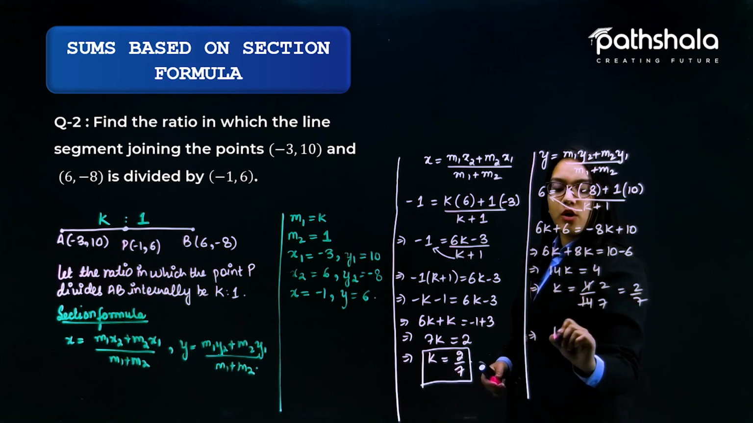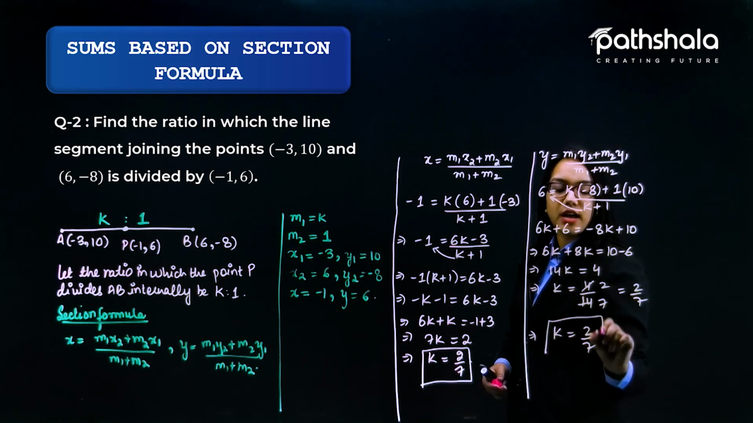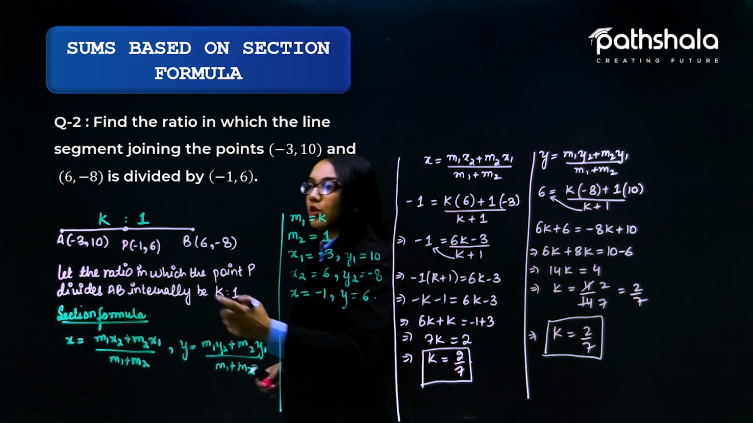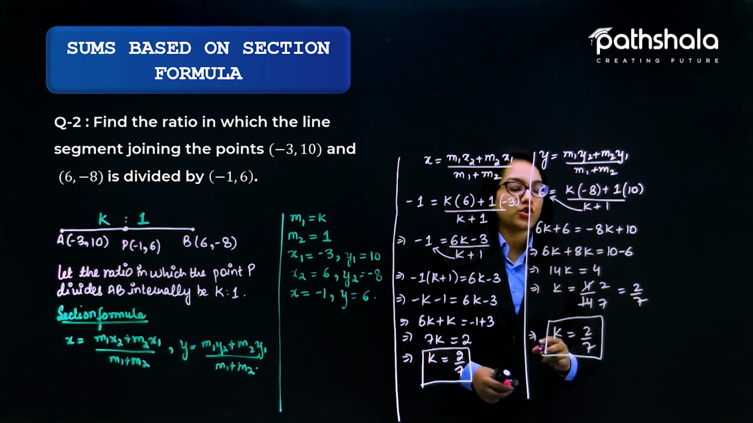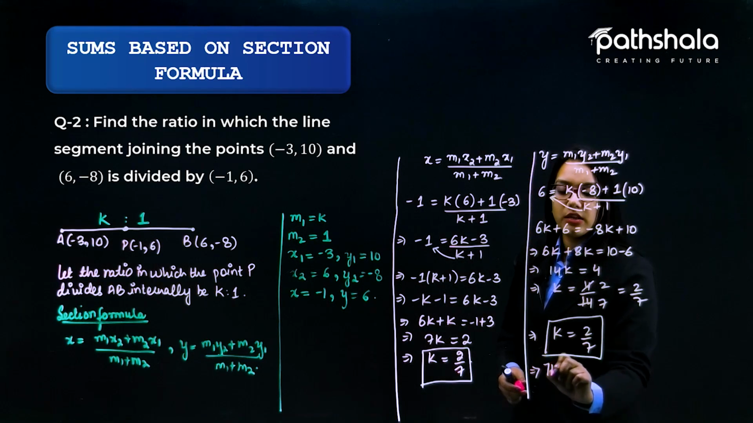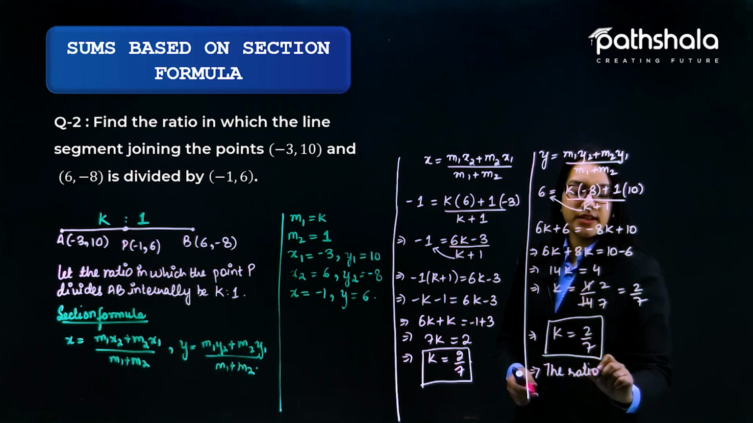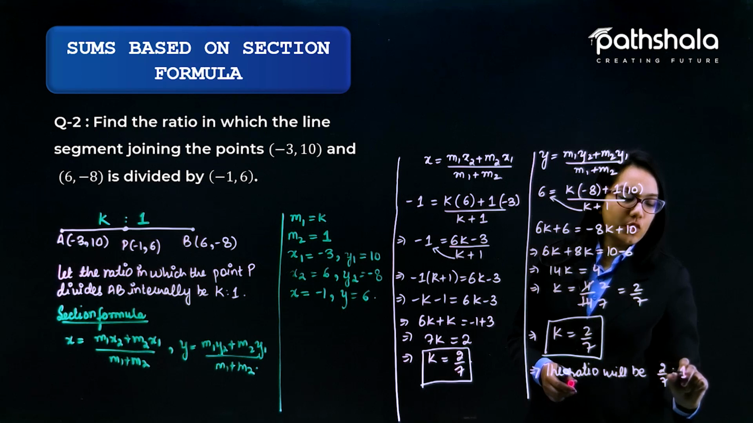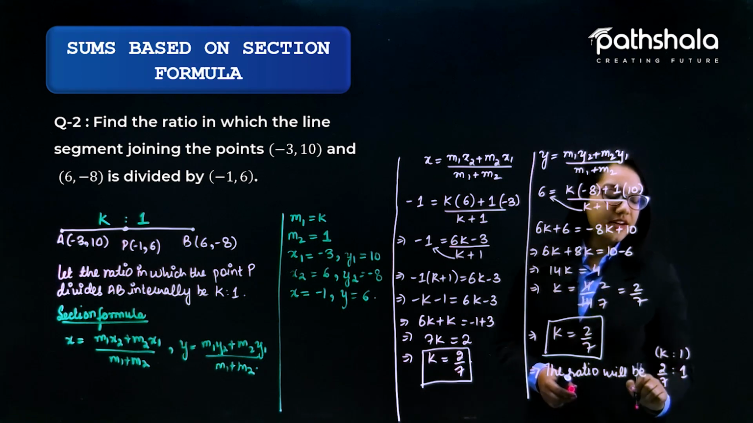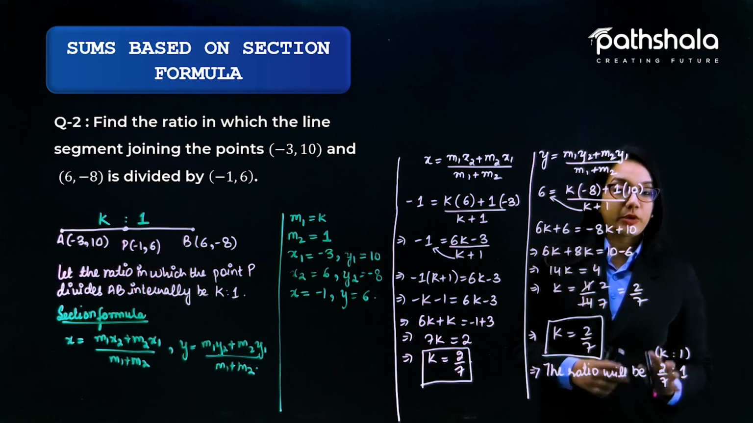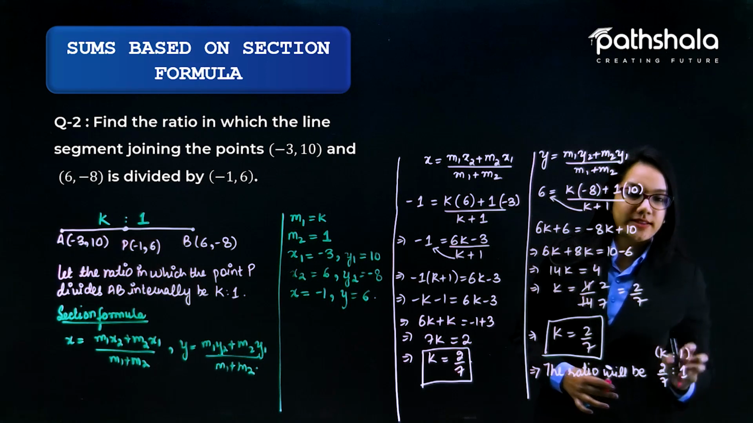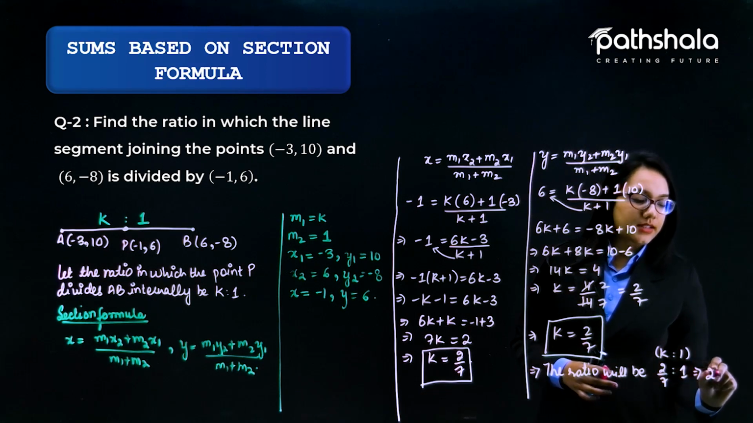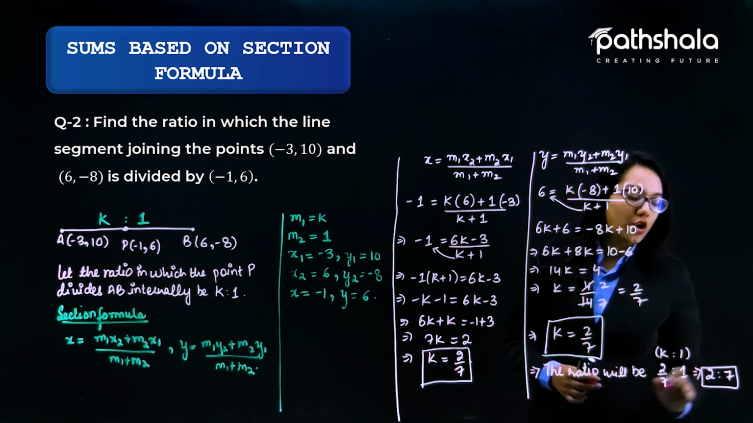So it is totally confirmed that the value of k from x and y is coming out to be 2 by 7. If we have taken the ratio in the form of k is to 1, it implies the ratio will be 2 by 7 is to 1. But we cannot write the ratio in such a formation, so we take the LCM as 7 to sort it out. So we can write it as 2 is to 7. So this is the ratio 2 is to 7.